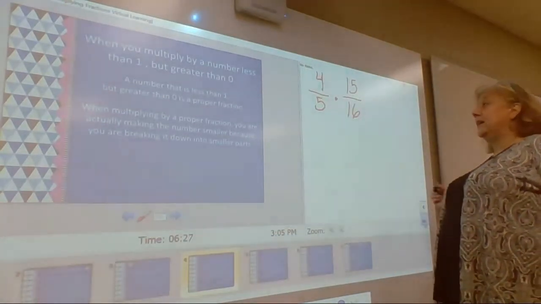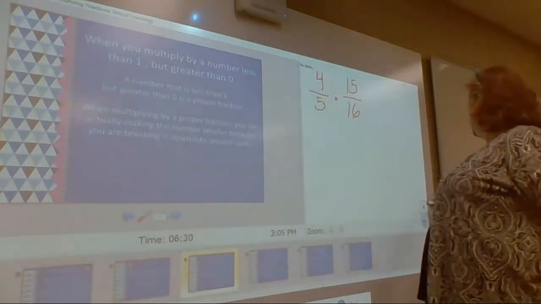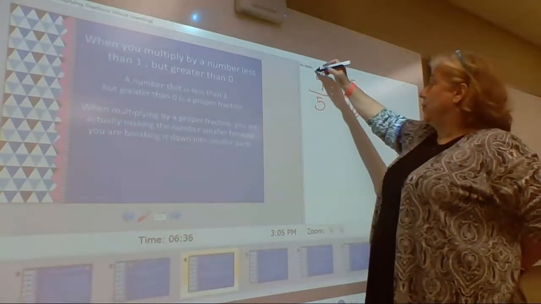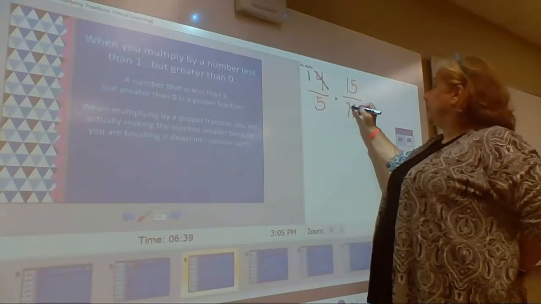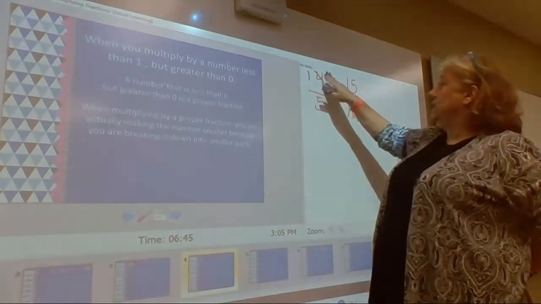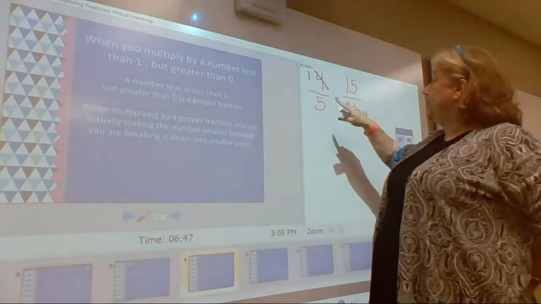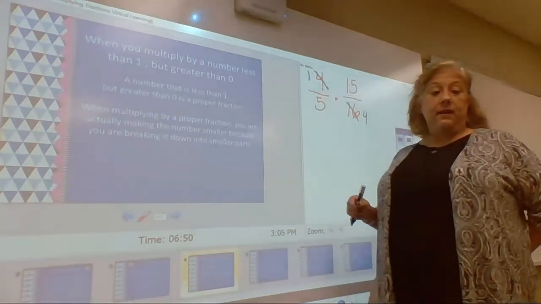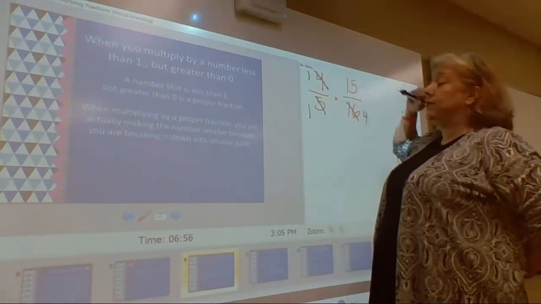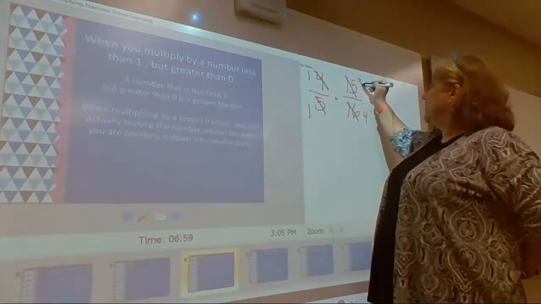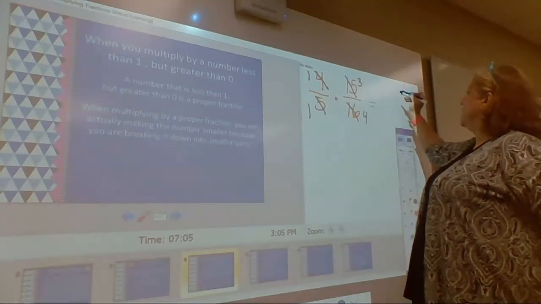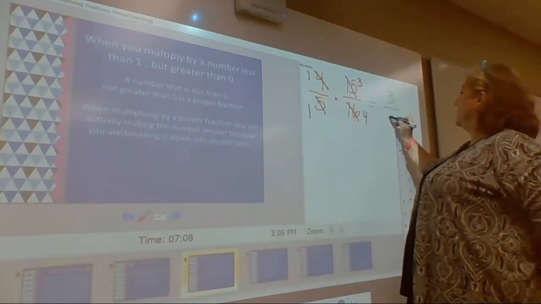okay? I can look at this and go, oh wait, 4 and 16 have common factors. 4 is a factor of 4, so that would be 1. 4 is a factor of 16, that is 4. But also, my 5 and my 15 have common factors. 5 is a factor of 5, and 5 is also a factor of 15. 5 times 3 is 15. Now, if I work this out, I have 1 times 3 is 3, and 1 times 4 is 4.